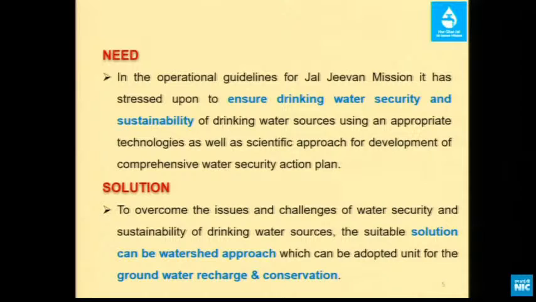The need is to ensure drinking water; it has already been talked about. The solution, I am coming back to. Based on case studies, we are suggesting that the watershed be taken as a unit, and we bifurcate it into a village-level security action plan to ensure groundwater recharging and conservation practices.